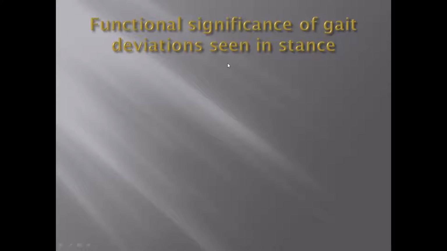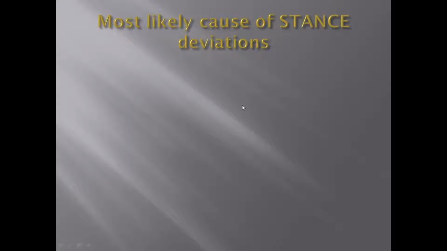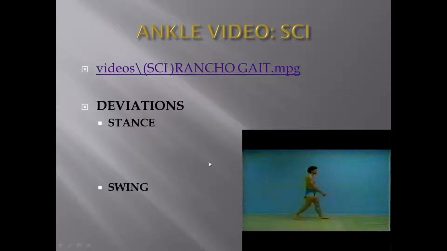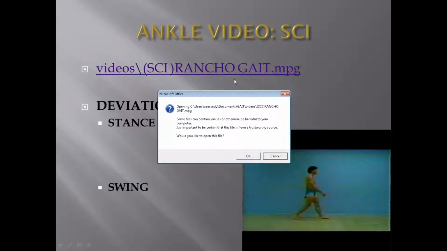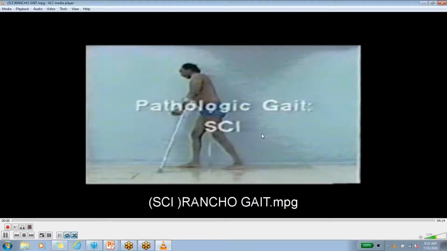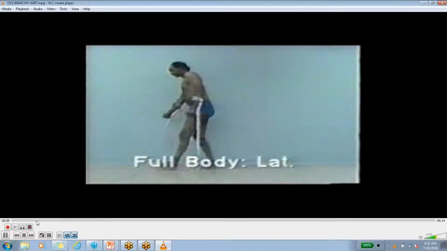We talked about functional significance of those gait deviations. I talked about all that. We talked about the most likely cause of her swing deviation. So now we're going to go to this guy. And this was the spinal cord injury patient. Now, if you remember him from when we analyzed the ankle, do you remember what we determined as the primary deviation?